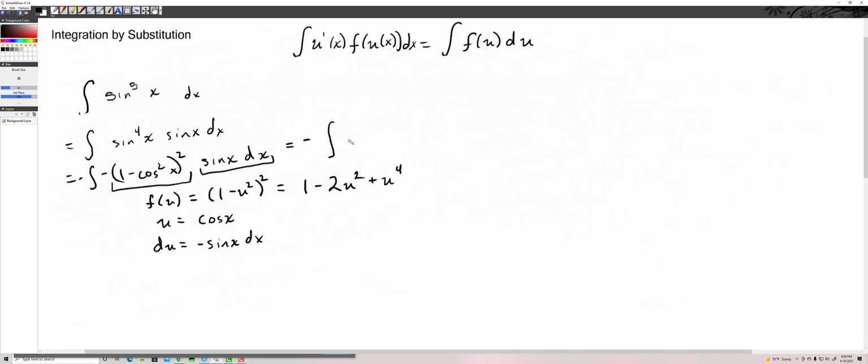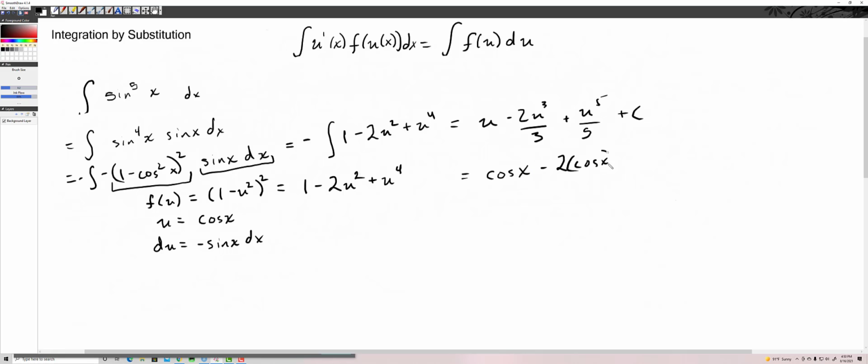And I have the integral of 1 minus 2u squared plus u to the 4th, which equals u minus 2u cubed over 3 plus u to the 5th over 5 plus c. Going to plug in my u in terms of x. So that's cosine x minus 2 cosine x quantity cubed over 3 plus cosine x to the 5th over 5 plus c. That's my integral.